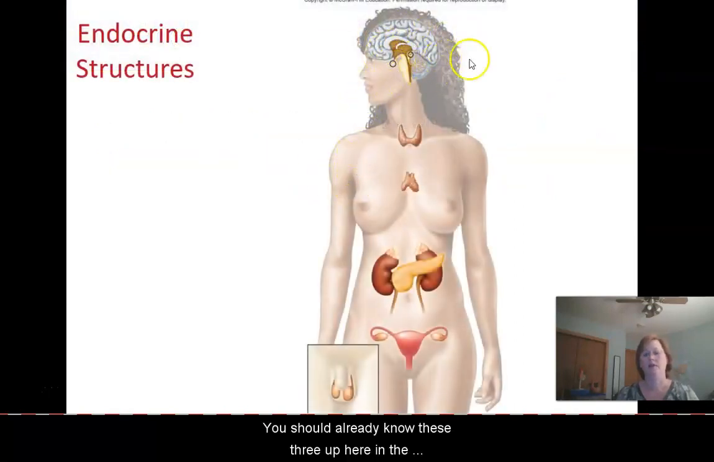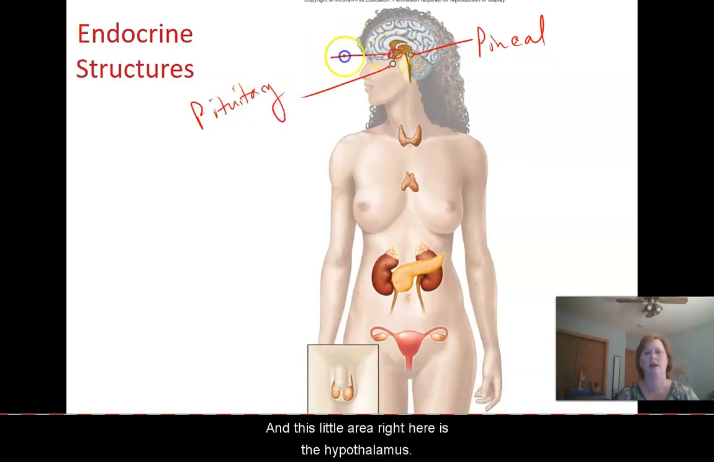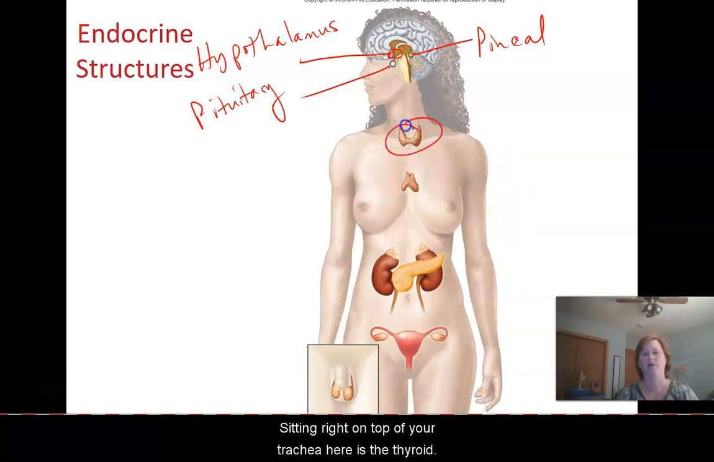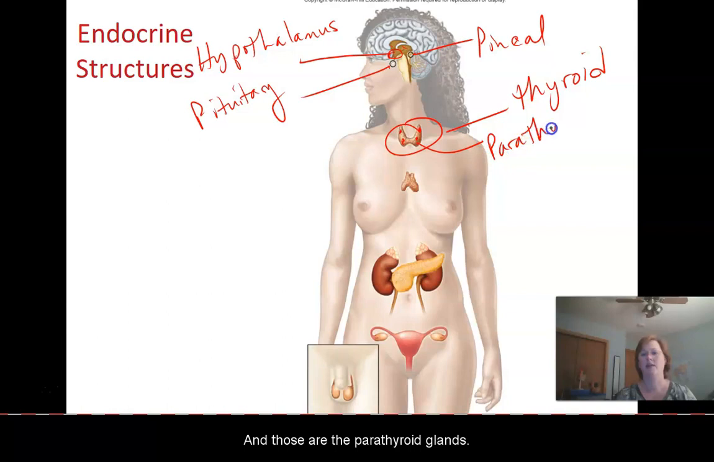You should already know these three up here in the brain that we've covered before. So we've got the pineal gland, the pituitary, and this little area right here is the hypothalamus. Sitting right on top of your trachea here is the thyroid. And sitting in the back of the thyroid, if you were to flip it over, on the posterior side you'd see four little glands that look like dots in the wings of the butterfly. And those are the parathyroid glands.